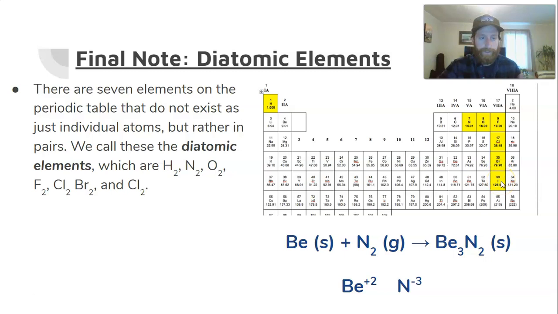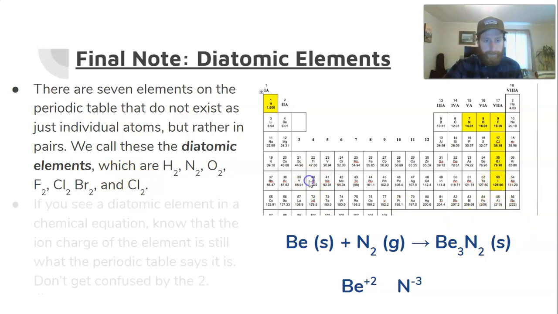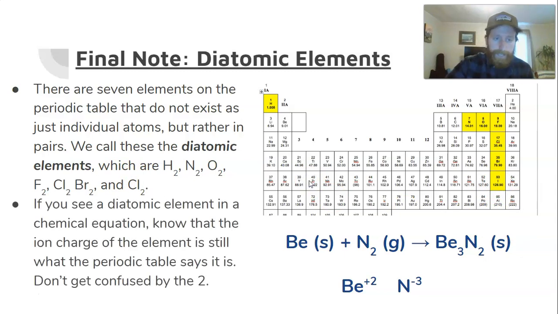So if you're ever to just write them by themselves, not in a compound, you would write them as H2, N2, O2, F2, Cl2, Br2, or, oops, that's a typo. That's supposed to say I2. My bad. I2. Like I said, if you see a diatomic element in a chemical equation, know that the ion charge of the element is still what the periodic table says it's going to be. Don't get confused by that subscript 2.